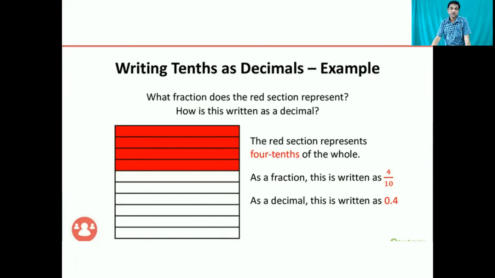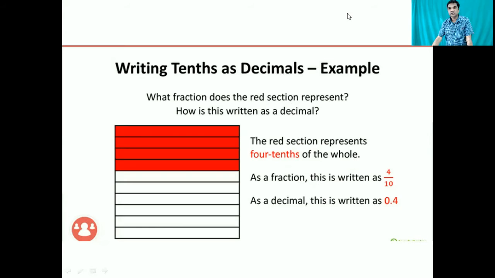Now there is a square divided into 10 equal parts, and we shade 4 parts with red color. What fraction of the square is shaded red? The shaded part is 4 out of 10, and the decimal representation of 4 out of 10 is 0.4. The red section represents 4/10, and it is written as 0.4. So you can see how to write a decimal number.